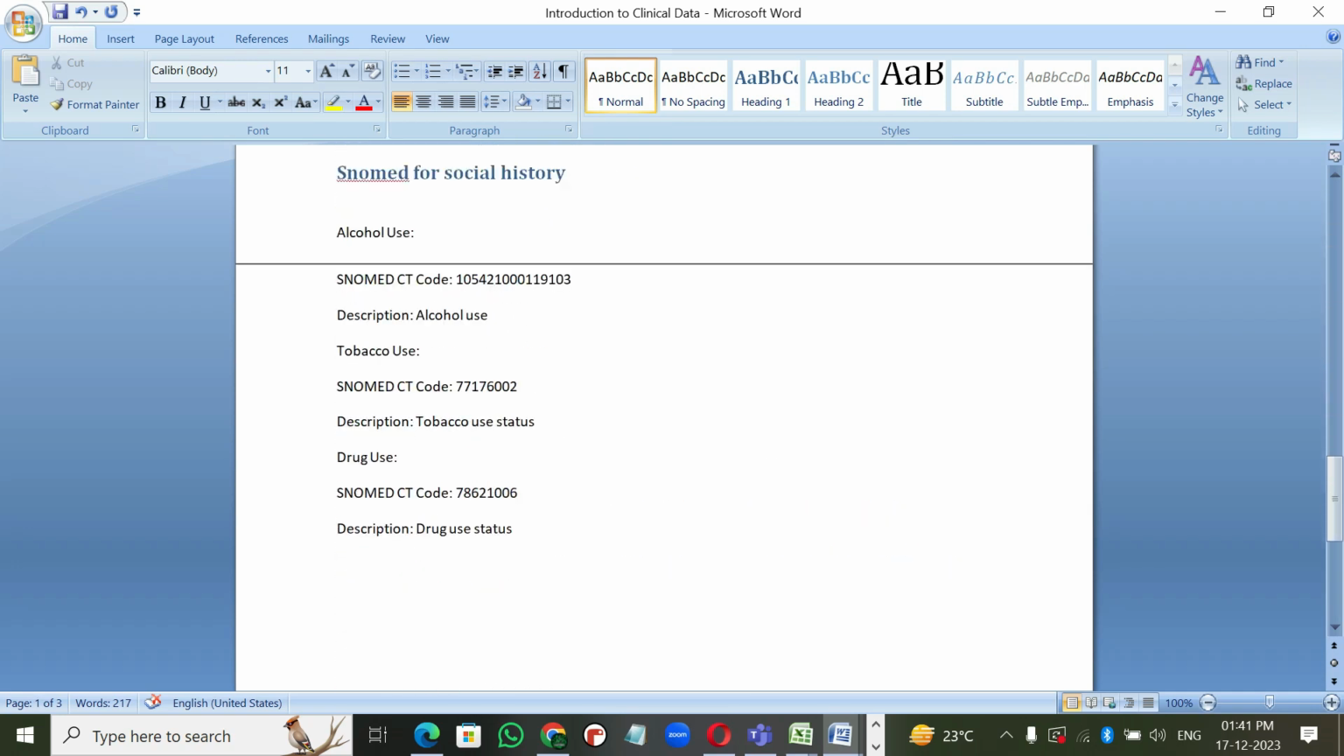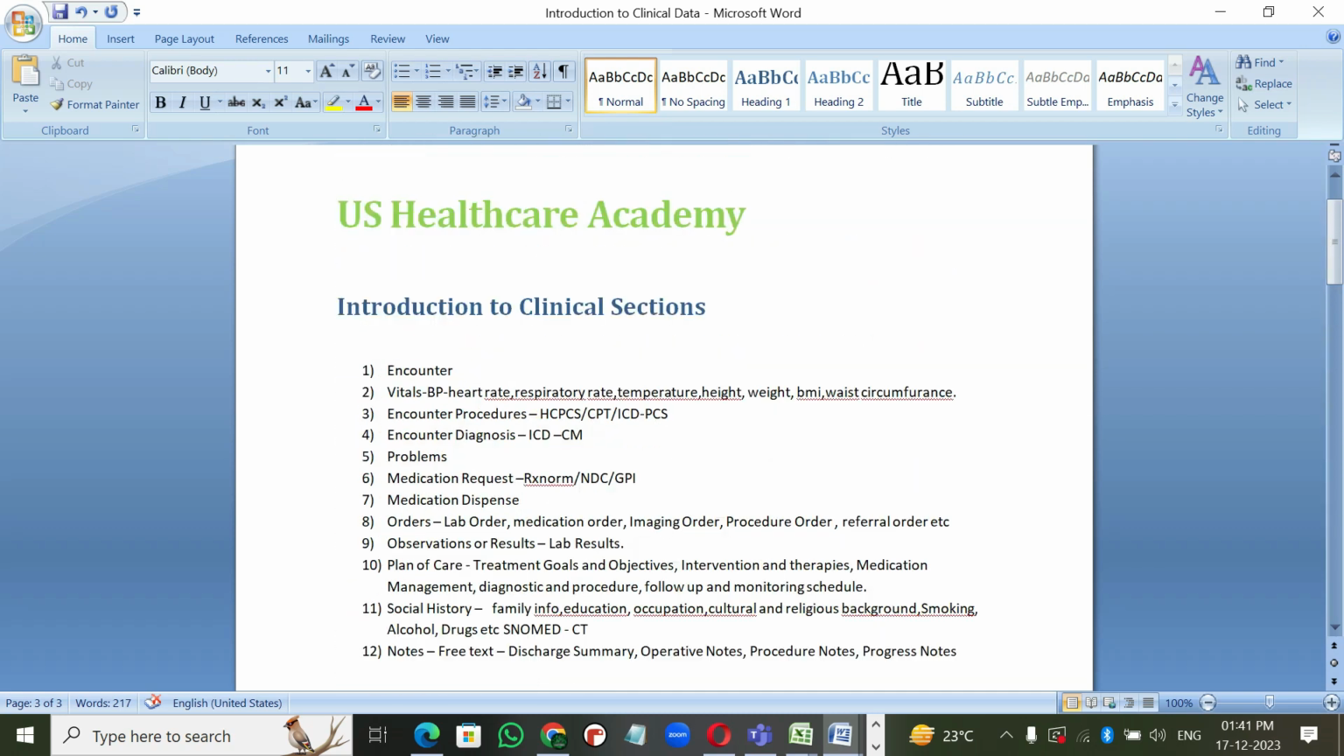I'm sorry, I think I missed this one. Yeah, I just wanted to show you the SNOMED codes for alcohol. So this is a SNOMED code for alcohol use. This is for tobacco use, and it can be different, guys. Not necessarily will it be one, because depending on the frequency and the intake, there are different SNOMED codes for different social history. All right. So guys, I hope this is clear.